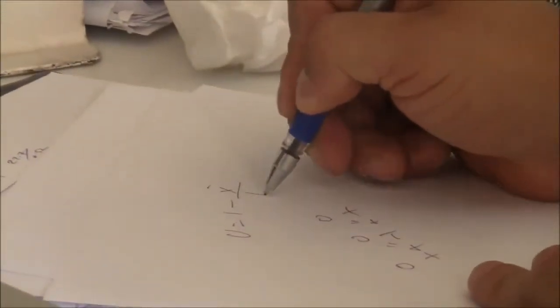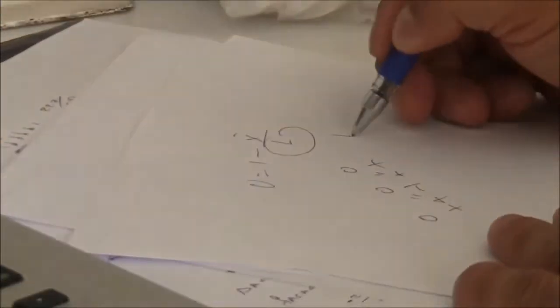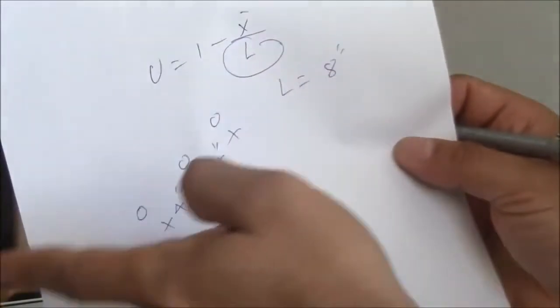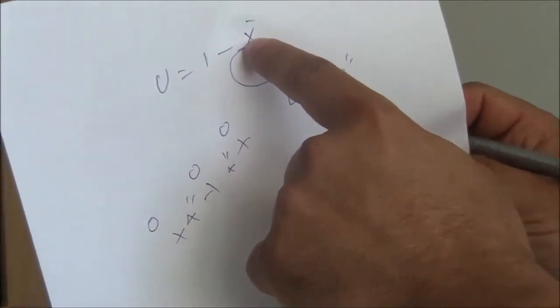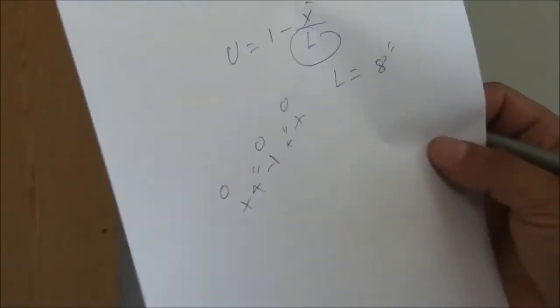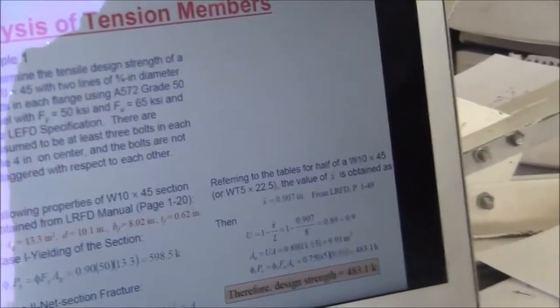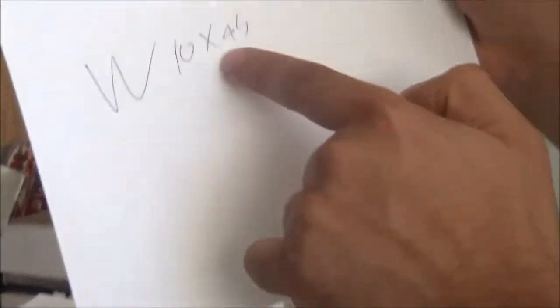So we have U equal 1 minus X bar over L. In this case, L equal 8 inch. So the only thing we need to find in order to calculate U for this section is X bar. And X bar for the W shape, we obtain it from the T sliced from this W shape. Look at the W10x45. You see we have W10x45.